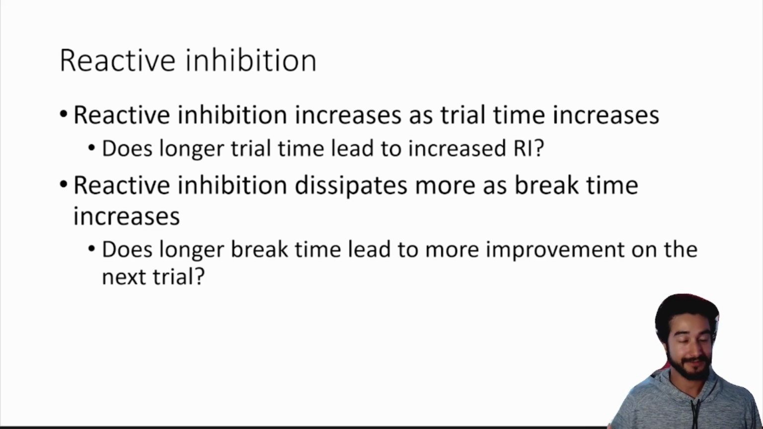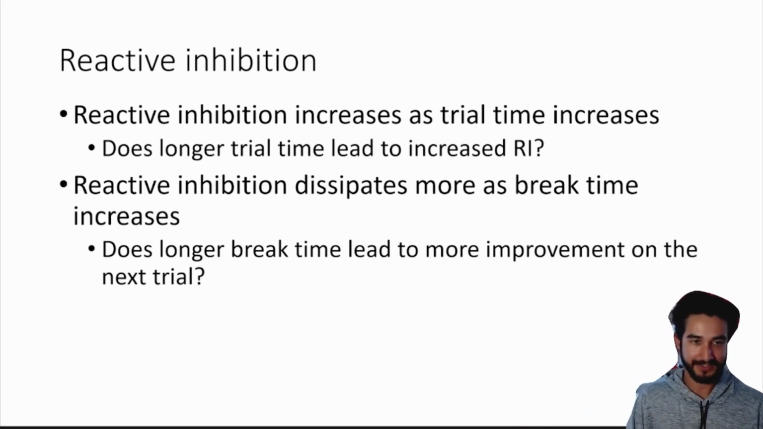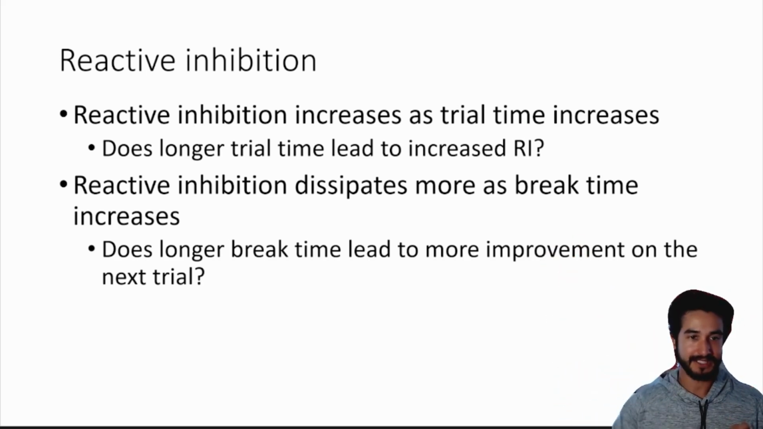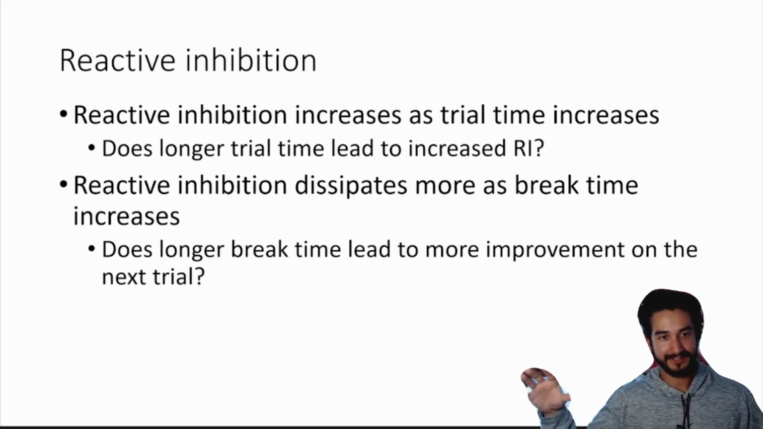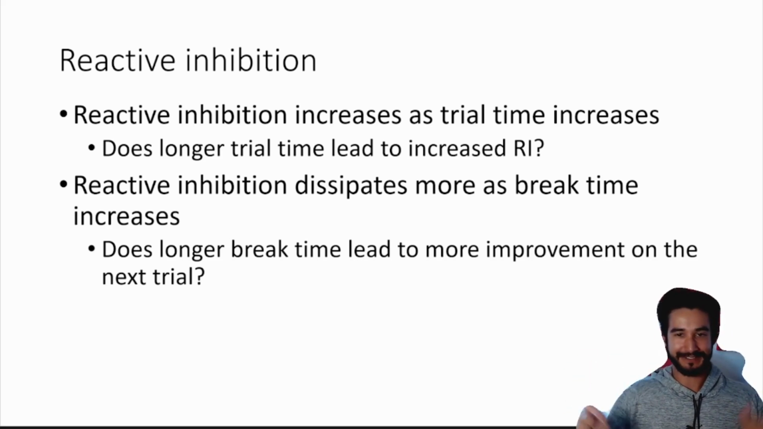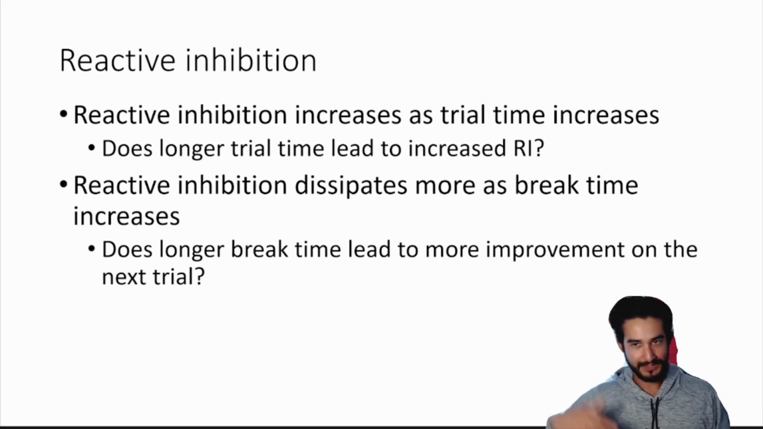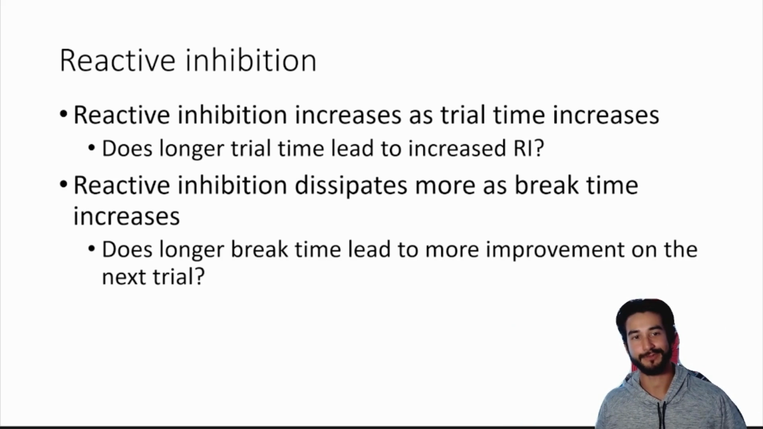Right. So we know that two things affect reactive inhibition. There's the trial time, which causes more reactive inhibition: the more sequences you complete, the more reactive inhibition you'll have. And then the break time: the longer your breaks, the more it will dissipate. So it stands to reason, if we change these two variables, it should affect the amount of reactive inhibition. If we increase the trial time, this will increase the reactive inhibition during the trial, and if we increase the break time, this will dissipate more of it.